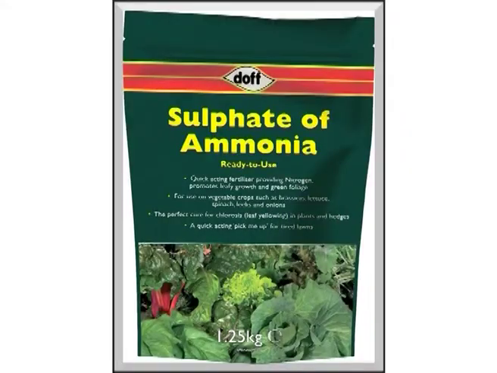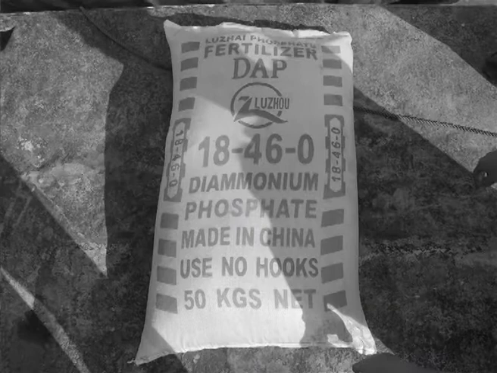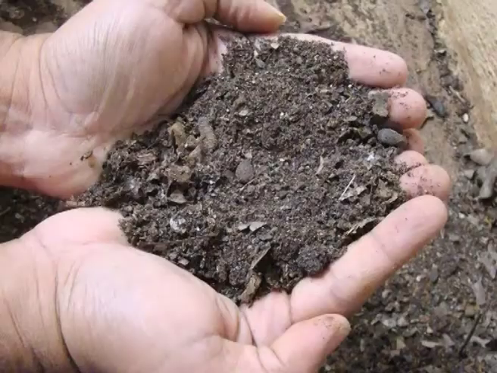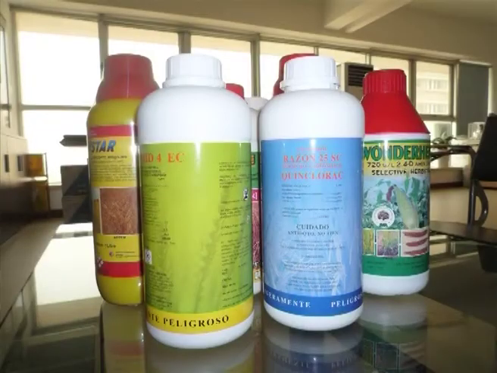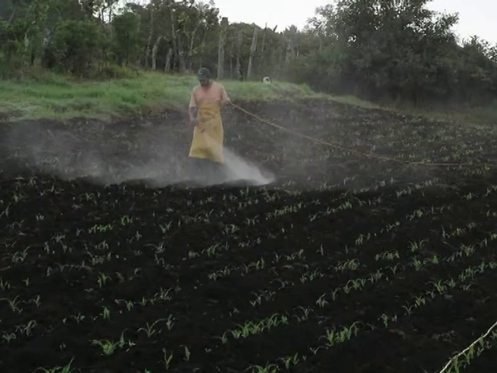Under this we have urea, ammonium sulphate, nitrogen fertilizer, diammonium phosphates, dicalcium phosphates, organic manures and other fertilizers. We have a separate category of commodities coming under pesticides. Under this we have endosulfan, cypermethrin, weedicides, insecticides and other pesticides.